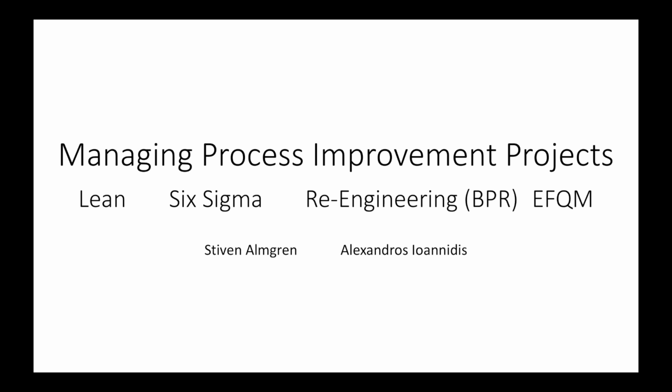Hi, and welcome to the first topic that is about managing process improvement projects. And it will be covered by me, Steven, for the first part of this topic, and Alexandros for the second part of this topic. There are four different methods of managing process improvement projects. The most common are Lean and Six Sigma, but there is also re-engineering, BPR, and EFQM, that stands for European Foundation for Quality Management. In the next coming slides, you can see the different models.